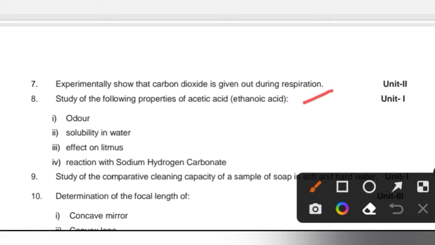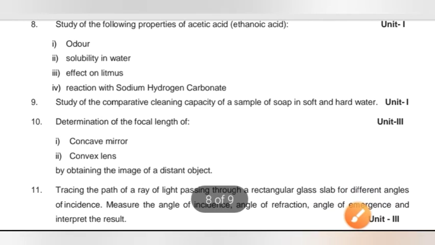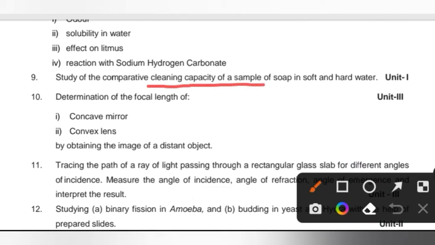And the seventh practical was an experiment to show that carbon dioxide is given out during respiration. That is what I told you before, that respiration is endothermic or exothermic; by this process we can conclude that. In the eighth, the study of the following properties: odor, solubility in water, effect on litmus, reaction with sodium hydrogen carbonate. And the ninth, study of the comparative cleaning capacity of soap in soft and hard water.